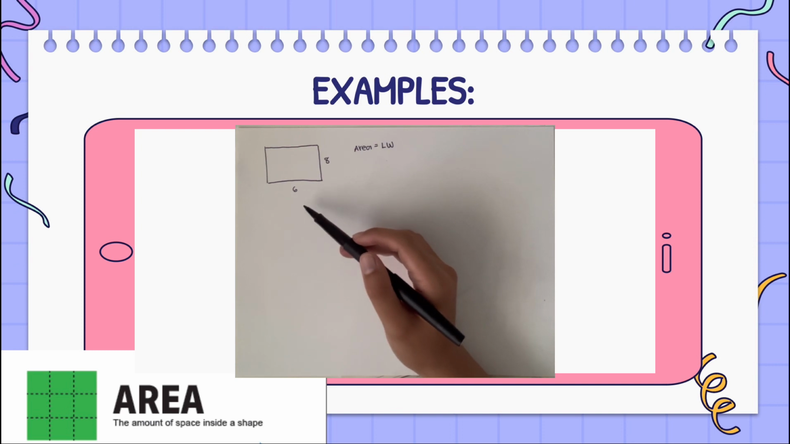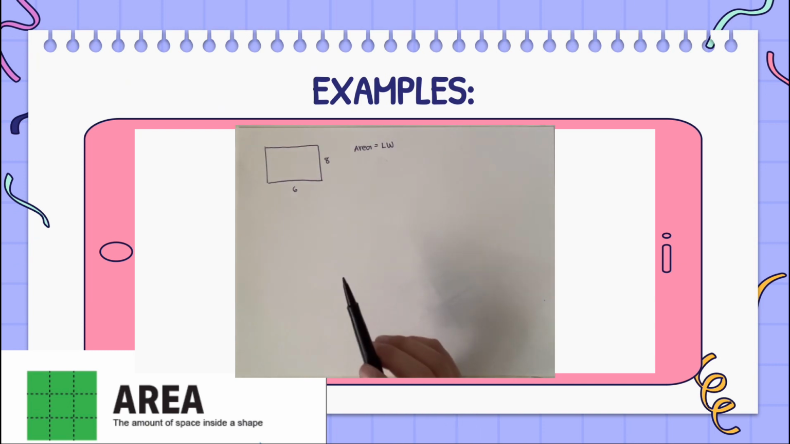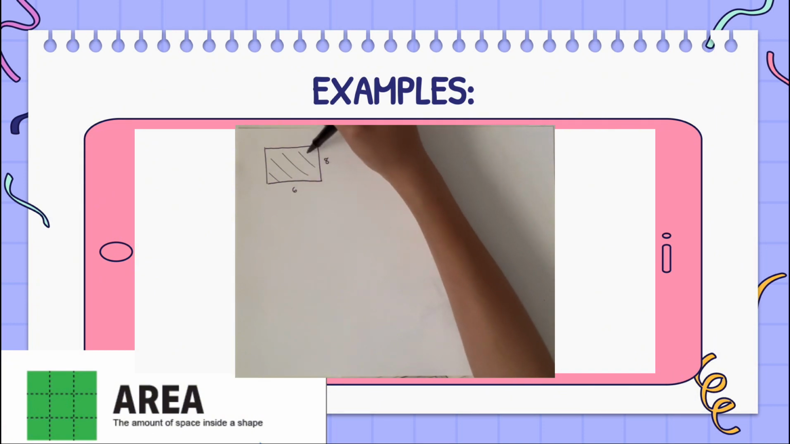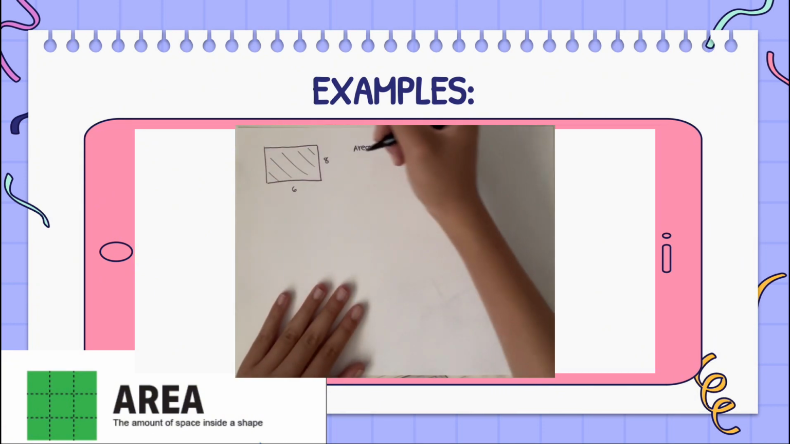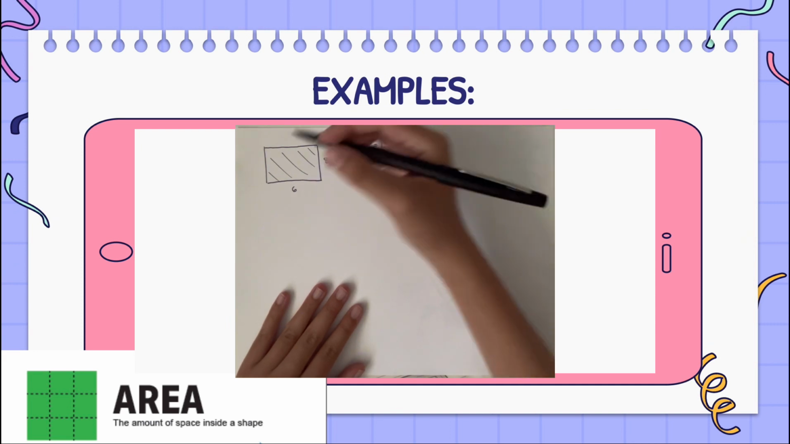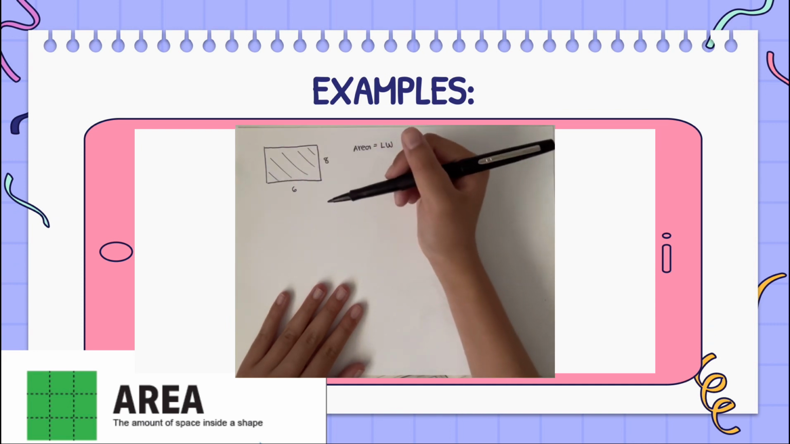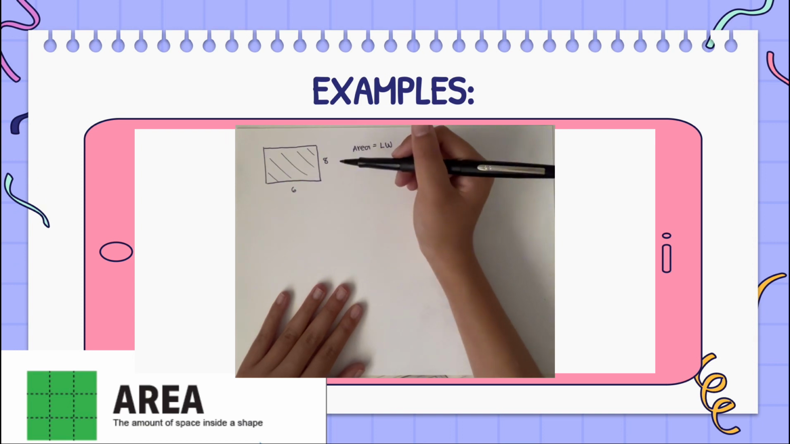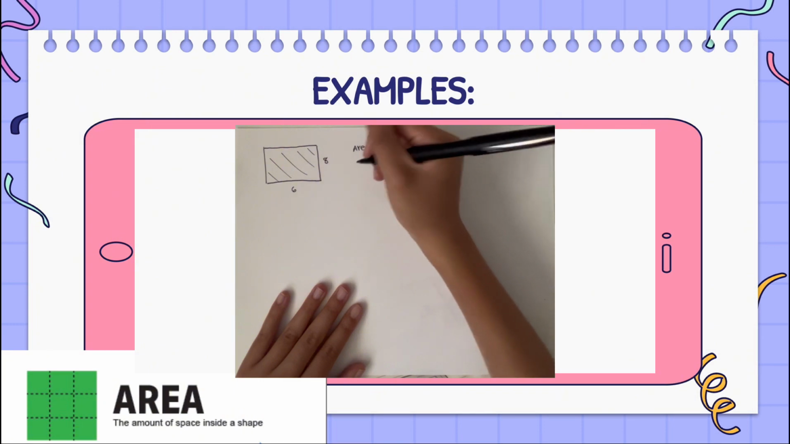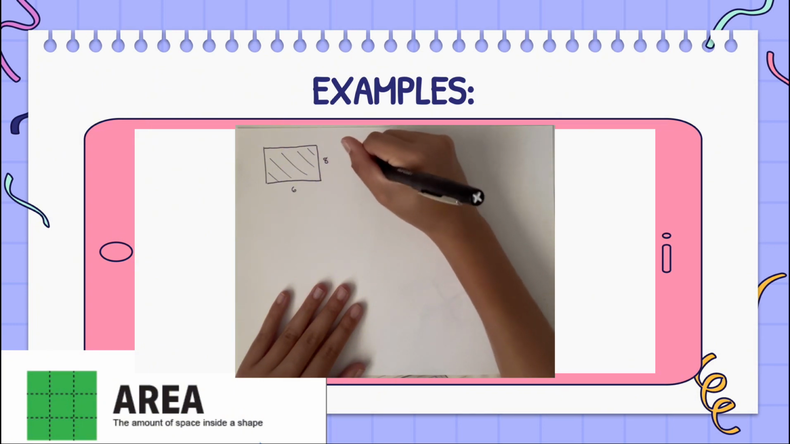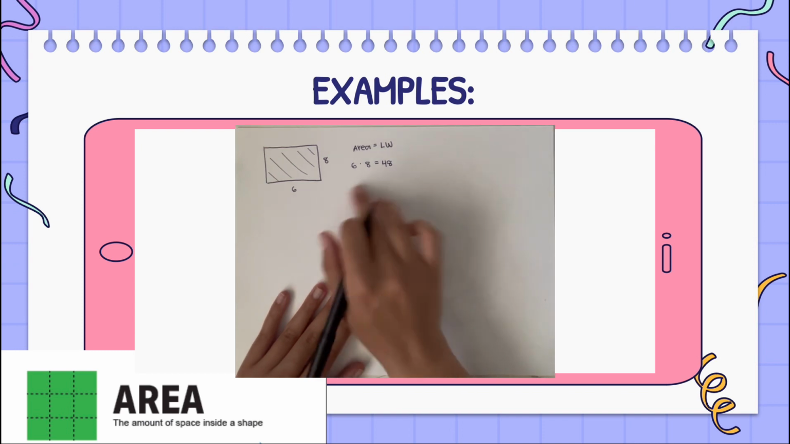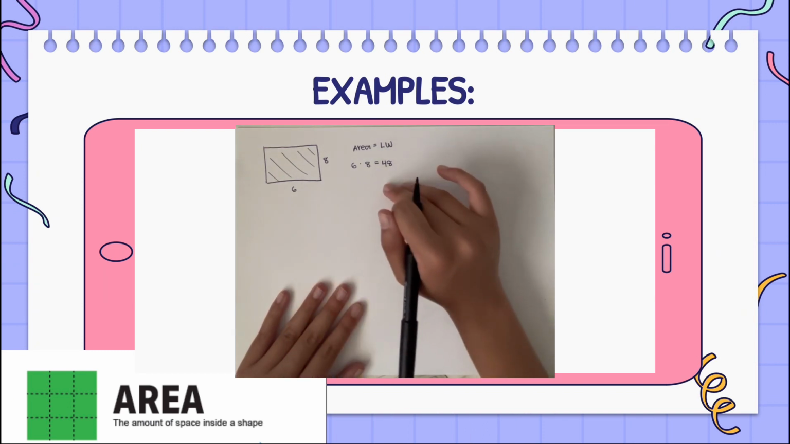So in order to find the area, which is the amount of space inside the shape, so this part of the rectangle, this is the area, we need to use the formula length times width. This is the length and this is the width. So by multiplying these two numbers together, we get the area. So 6 times 8 equals 48. So the area of the rectangle is 48.